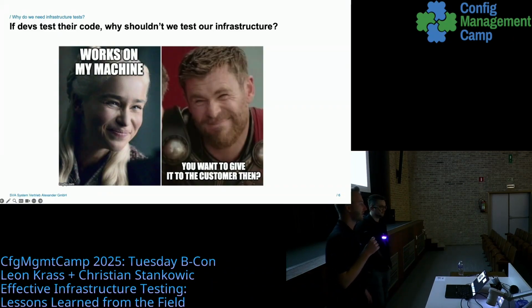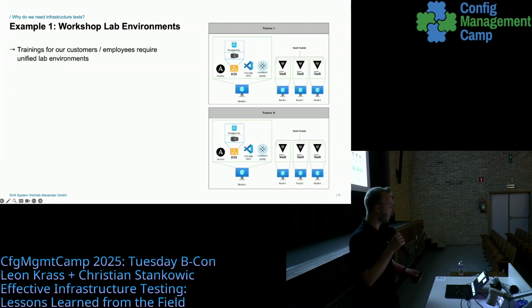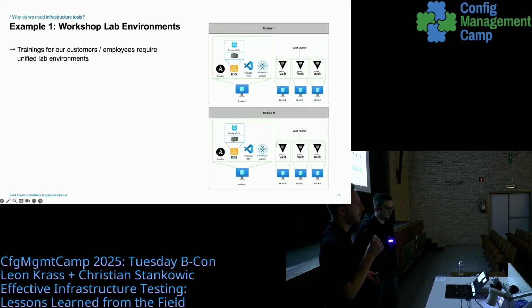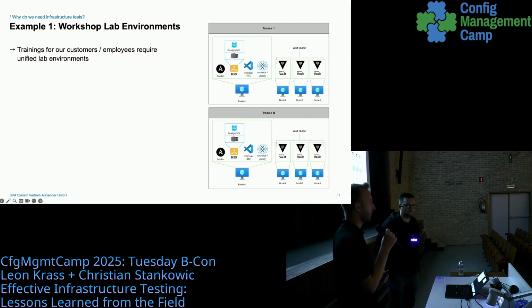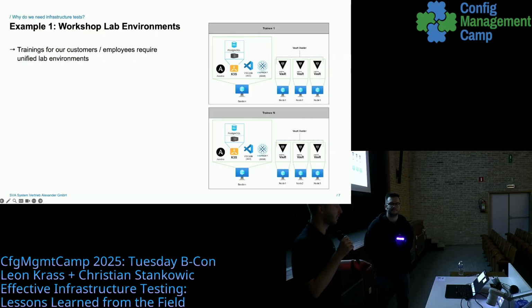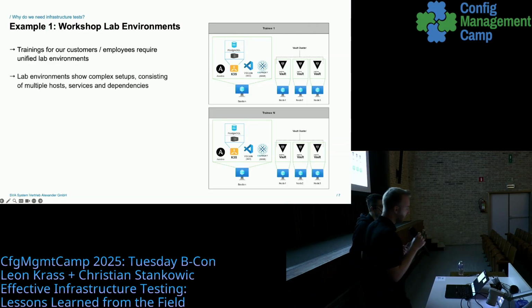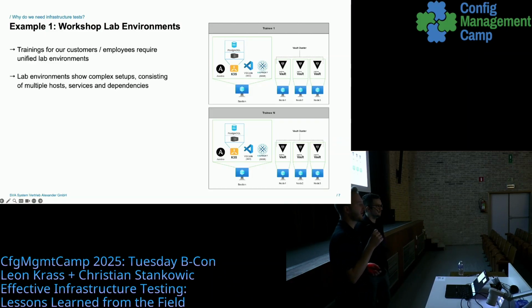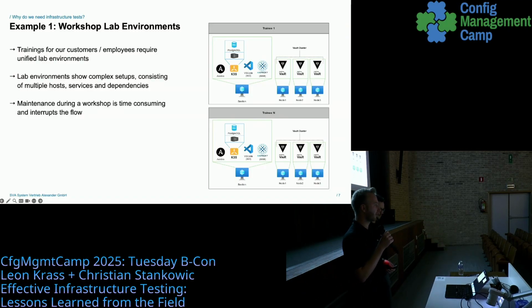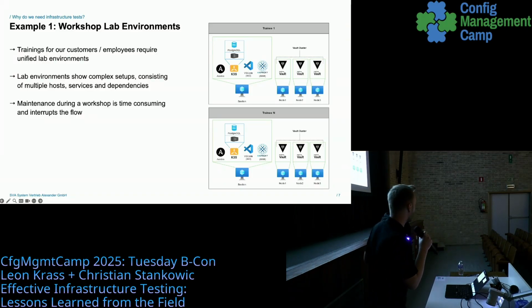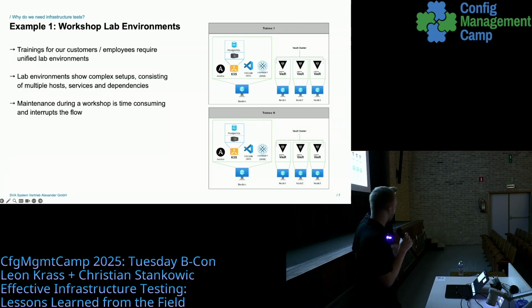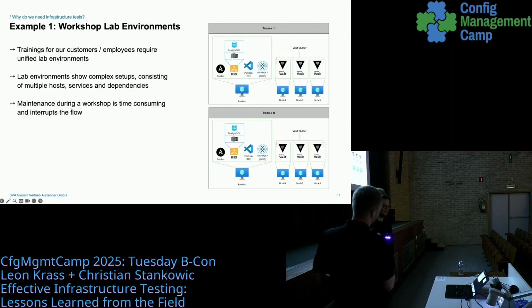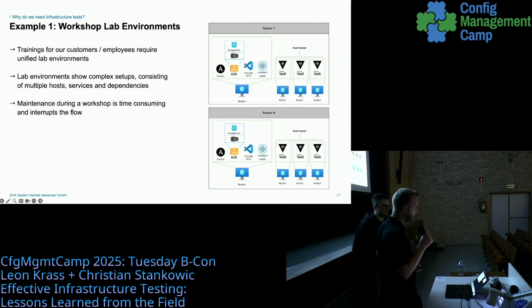So we've brought a few examples, just in case you are not aware why infrastructure testing could be important. One thing we do is that we set up lab environments. These labs are commonly used for internal workshops with our employees, but we also do them with our customers, to ensure that these complex setups are working in practice. And we don't want to be sweating because something is not working during the execution of the workshops. We are testing our lab environments, because maintenance would not be a good thing during a workshop.